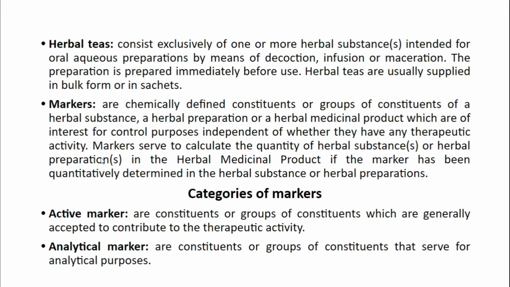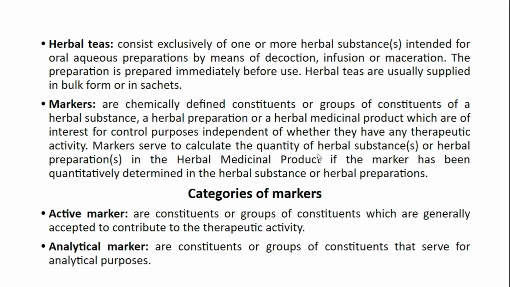Suppose 10 gram of some herbal preparation has 1 gram of marker, then you make a final product of, say, 5 gram of tablet. Then that must have 0.5 gram of marker. It means that the quantity of the herbal preparation in the herbal medicinal product has been quantitatively determined by the marker substance.